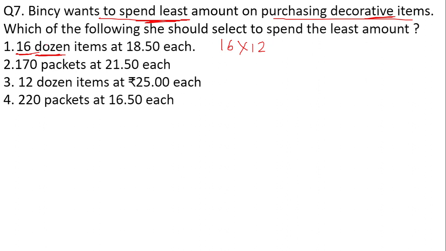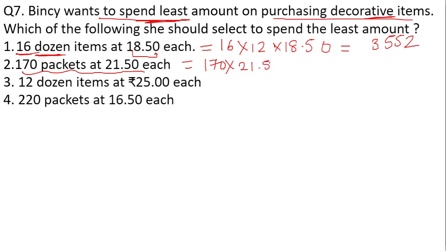So 16 into 12 items at 18.50, it means one item is costing you 18.50. So 16 into 12 items will cost you 16 into 12 into 18.50. Got it? So this will give me the product equal to 3552. Option 2 is 170 packets at 21.50. It means one packet is costing us rupees 21.50. So 170 packets will cost me 170 into 21.50. The product will be 3655.